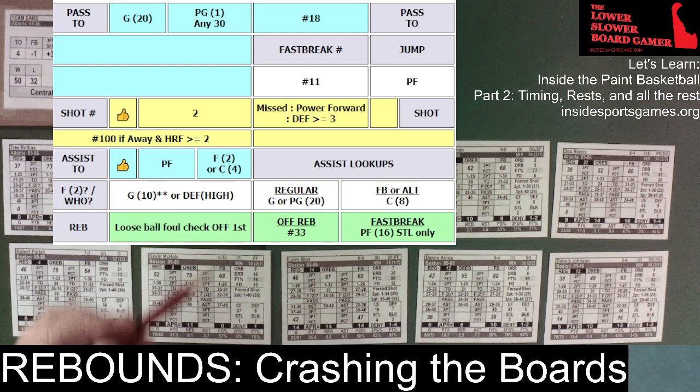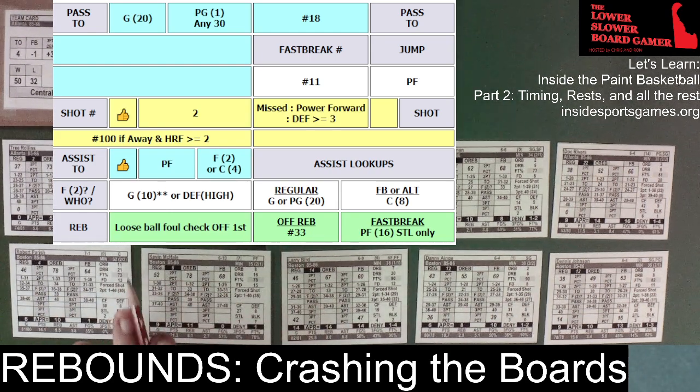And the last one you might see is going to be a loose ball foul. Check offense first or check defense first. So this means there's a loose ball foul, so we're going to flip the FAQ and we're going to check the F2 Who section and see what it results in. We're checking the offense first because the rebound section said to do so.